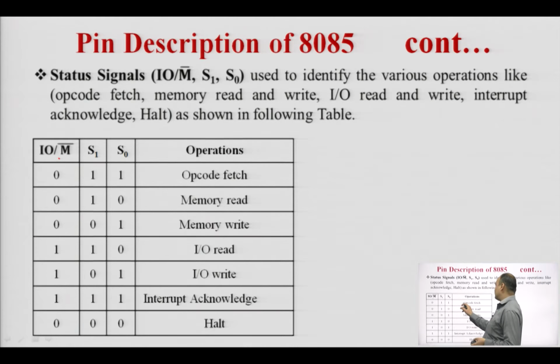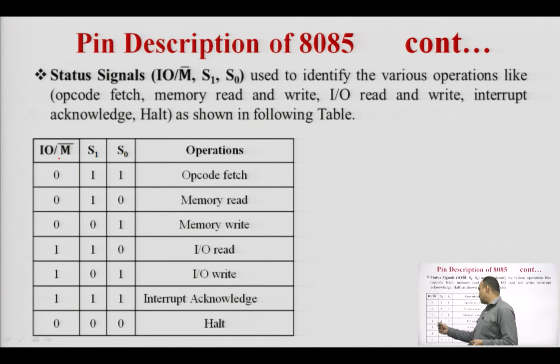The first operation is the opcode fetch operation. In the opcode fetch operation, the microprocessor fetches the operation code from the memory and passes it to the instruction decoder through the instruction register for decoding. For opcode fetch, the status on input output or memory is 0, S1 is 1, S0 is 1. When the status on input output or memory is 0, S1 is 1 and S0 is 0, the microprocessor will perform a memory read operation. When the status on the input output or memory pin is logic 0, S1 is 0, S0 is 1, the microprocessor will perform a memory write operation.